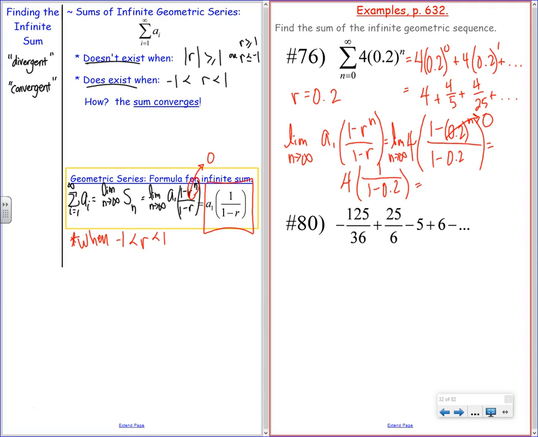No, not calculator. This one's a by hand one all the way, because 1 minus 0.2, that's 1 minus 1/5. And 1 minus 1/5 is 4/5. And when dividing by a fraction, you multiply by the reciprocal, you end up with 5.